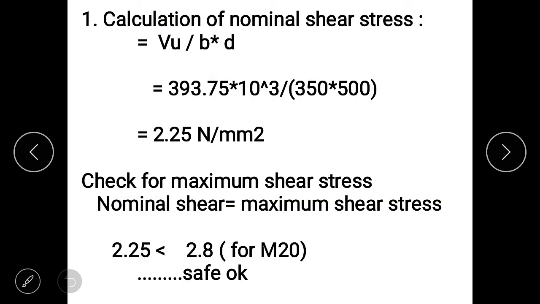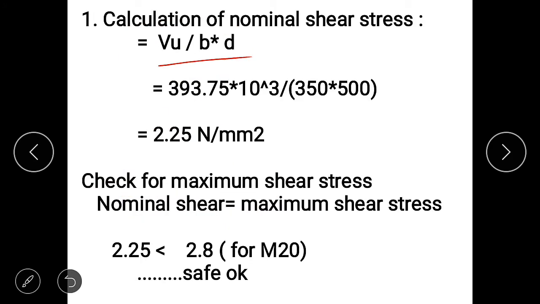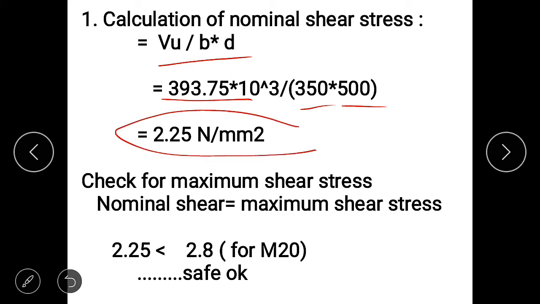Second step, calculation of nominal shear stress. How to calculate it? The formula is Vu divided by B into D. Vu we already found, the factored shear force, is 393.75, so 393.75 into 10 to the power 3 in Newton. B is given 350 and D is 500. So the answer is 2.25 Newton per mm square.